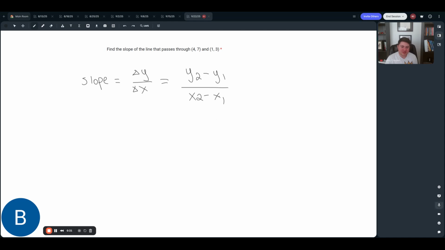So this might look a little intimidating. You might be like, why are there all these subscripts? Why are some of them ones? Why are some of them twos? What does this mean? It's actually not that bad.